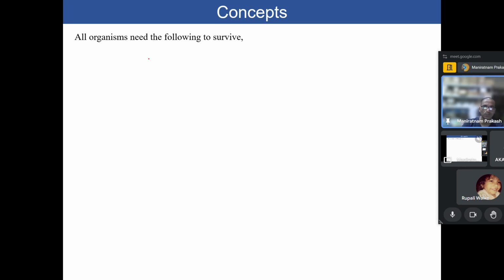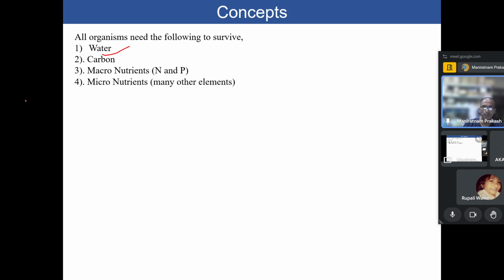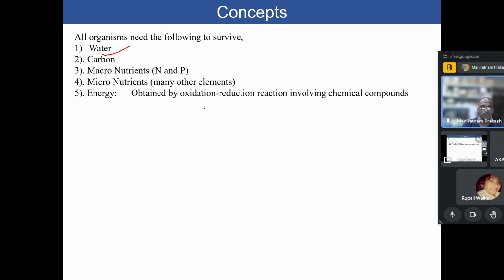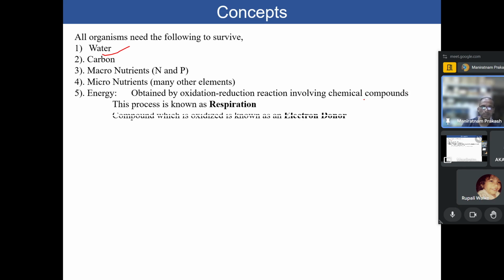If someone asks what are the things we require for our survival, then we say that we need water, that is sure. Then we need carbon, means food, organic matter. Then nutrients, nitrogen and phosphorus. This is needed by all, maybe animal, maybe plant, maybe anyone. Okay now. Micronutrients, many other elements. Then we have energy, and we know that this energy is produced by oxidation-reduction involving chemical compounds. This is known as respiration. I think this is very basic.